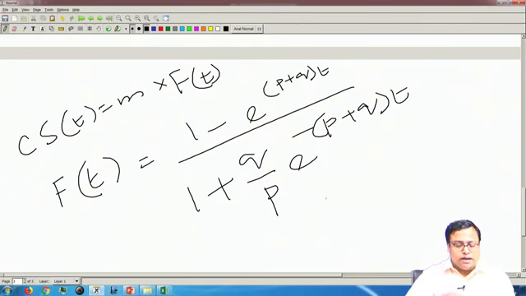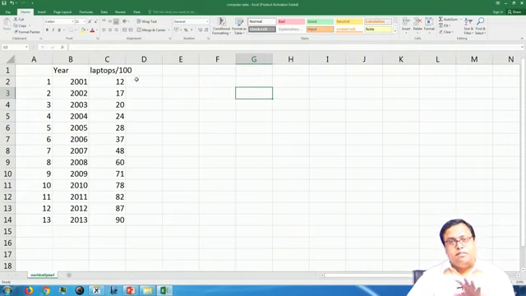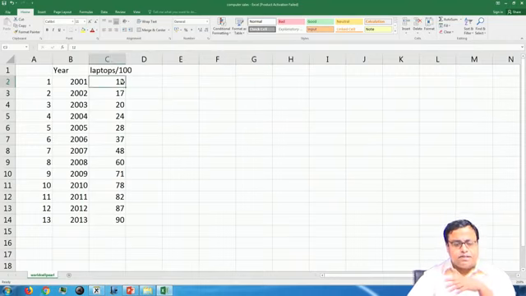So, how do I do that? Let us say I have a simple data set. This is the data set, with various times, and you will see that 100 is the maximum possible achievable sales, and I have 12% of the maximum possible achieved in 2001, 17% in 2002, this is cumulative, 20% in 3, 24% in 4, and so on. That is the value that I got.